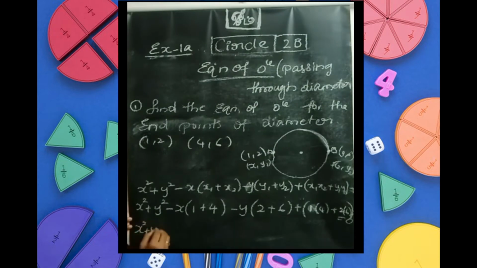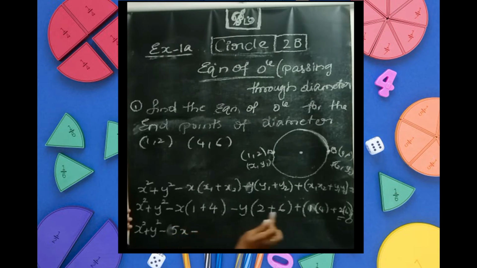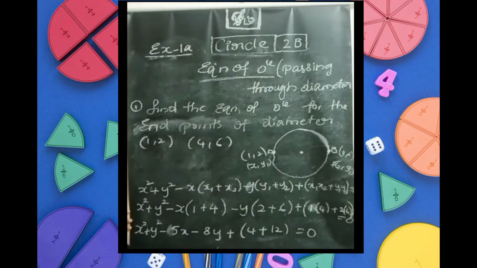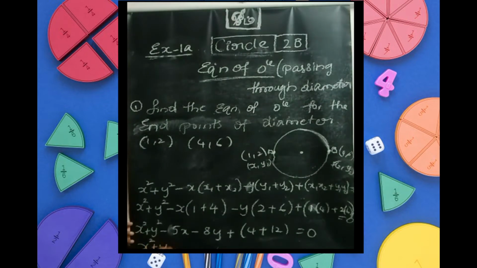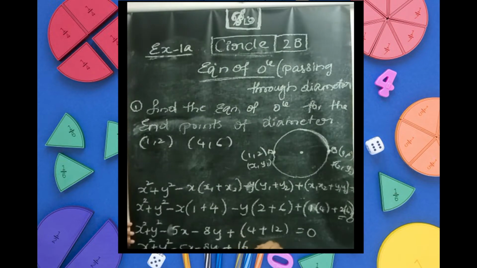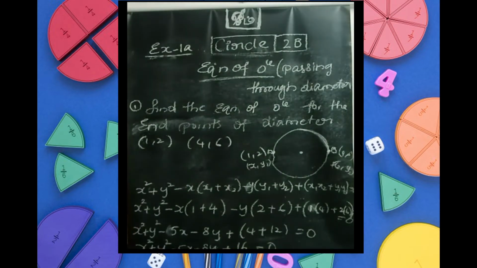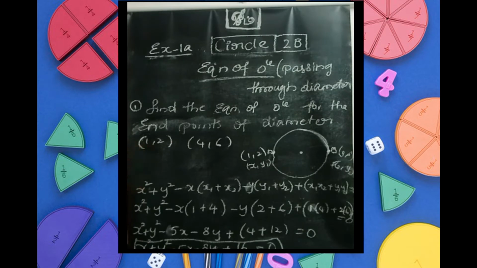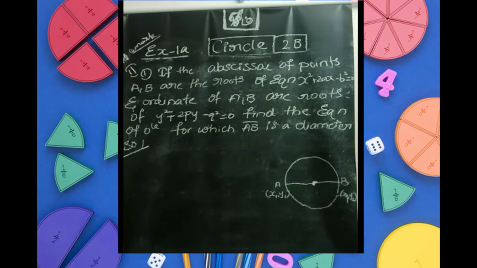So x square plus y square minus 5x minus 8y plus 4 plus 12 equals 0. Now the final equation: x square plus y square minus 5x minus 8y plus 16 equals 0. This is the final equation of the circle passing through the endpoints of the diameter. Next, we go for another problem.